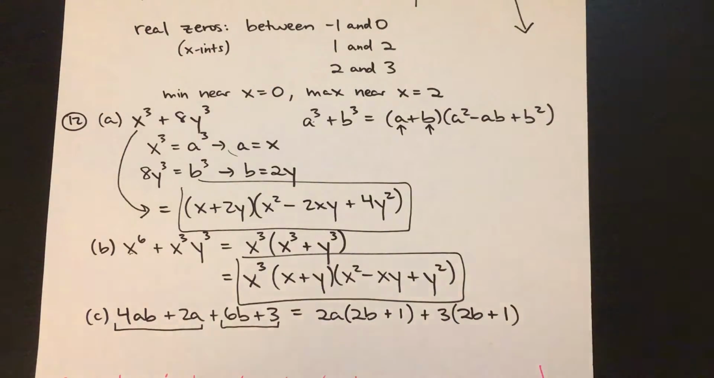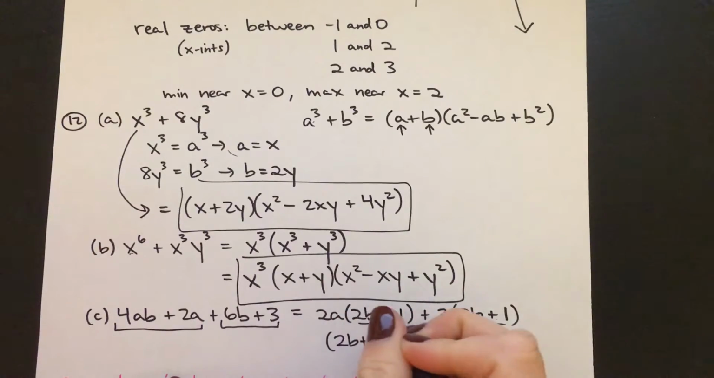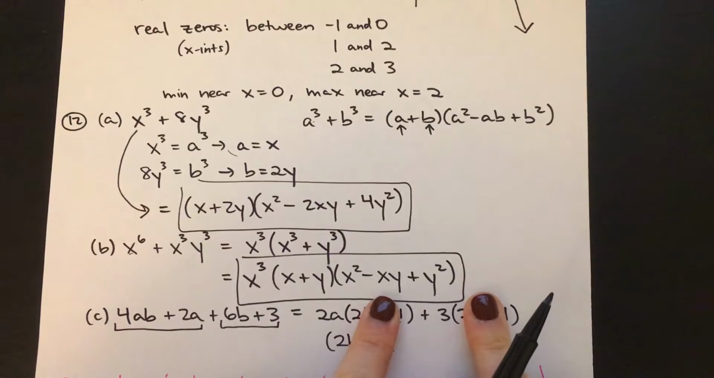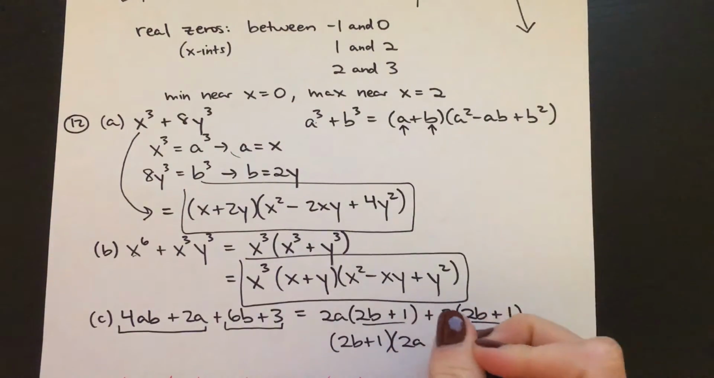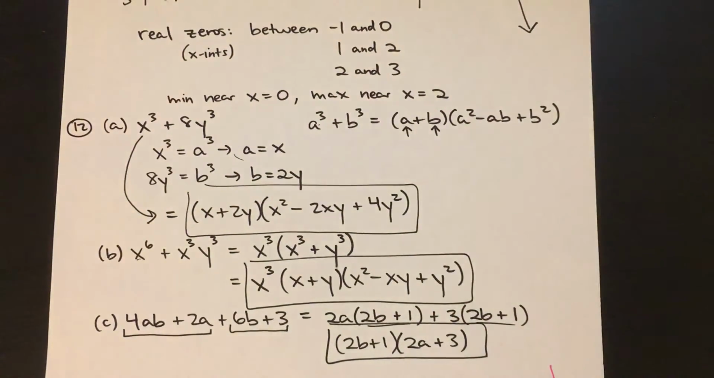So here's how this final answer works. You take the common term. If you're factoring by grouping correctly, there should be a common term there. So you're going to take this 2B plus 1 as your common term, and once that's gone, your second term would be the leftovers, so the 2A plus 3. And that would be how you factor by grouping.